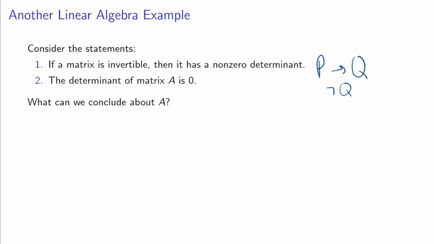So not Q. What can we determine from this if we think back to when an if-then statement is going to be true? Under the condition that Q is false, we would have to have the fact that P is also not true, because if P were true and Q were false, then that statement, if P then Q, would be false. So what can we conclude about A? We can conclude that A is not invertible.